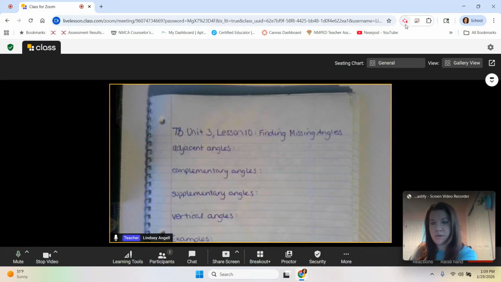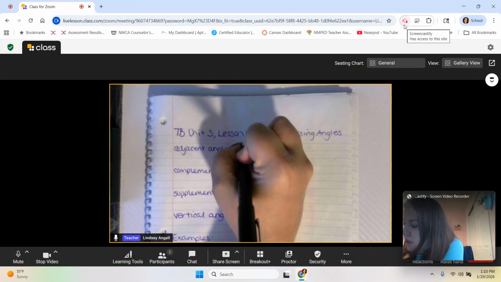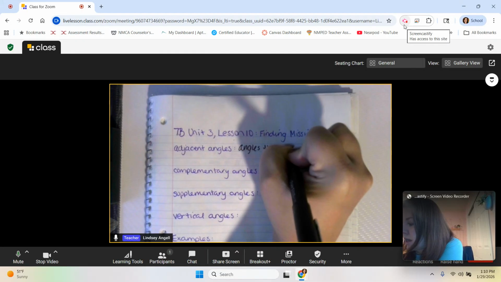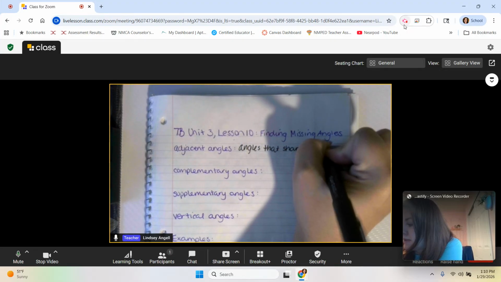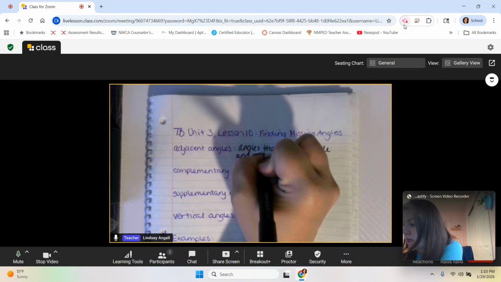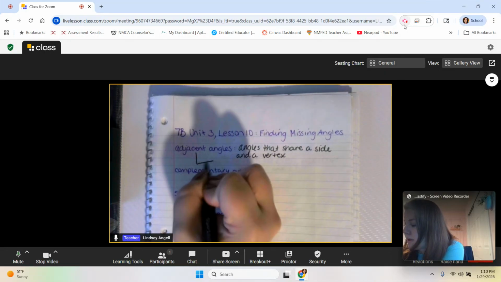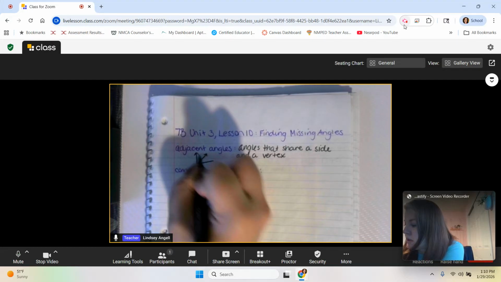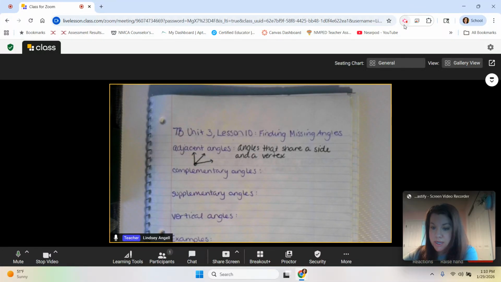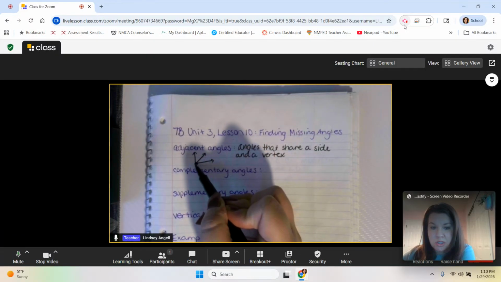We've got adjacent angles. Okay, so that's angles that share a side, or I should say one side, and a vertex. Okay, so like if I were to draw this, those would be two adjacent angles, right? Because they share this side and they share this vertex.